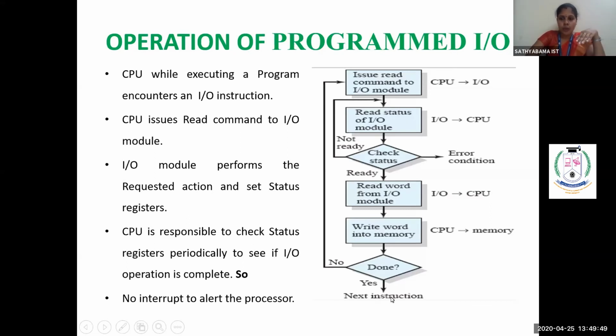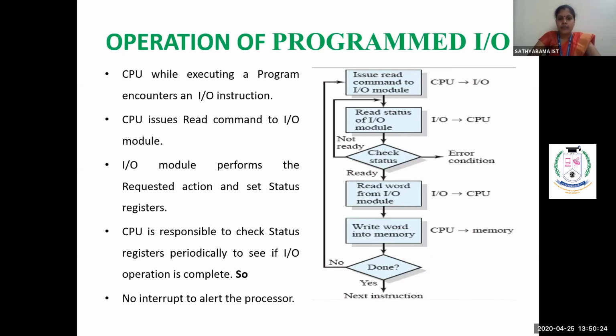Understood? The main drawback of programmed IO is that the CPU has to wait and keep checking whether the peripheral is ready or not. The peripheral should say, I'm free now, send the data to my device. Only then can the CPU send the data to IO. So it is a waiting. If the CPU keeps on checking whether the peripheral is ready, that is the main drawback.